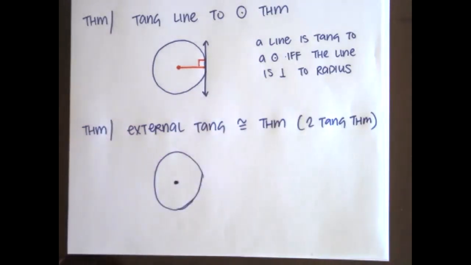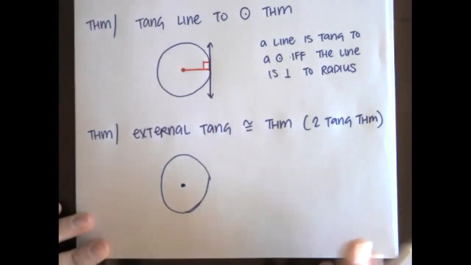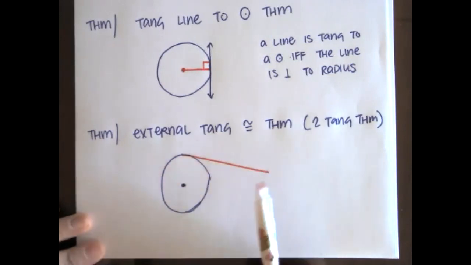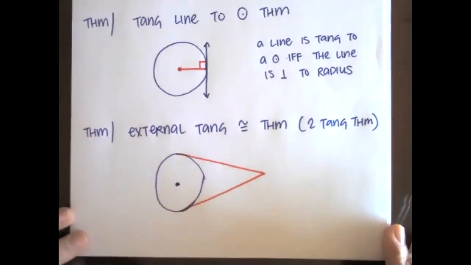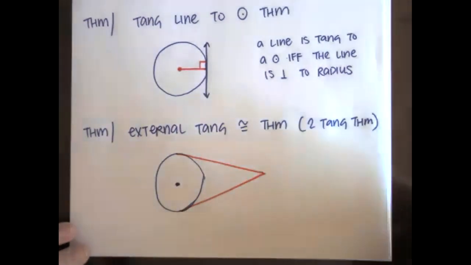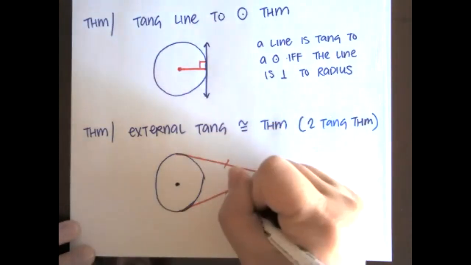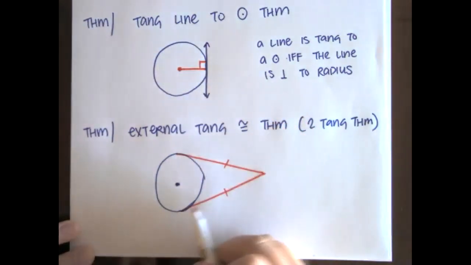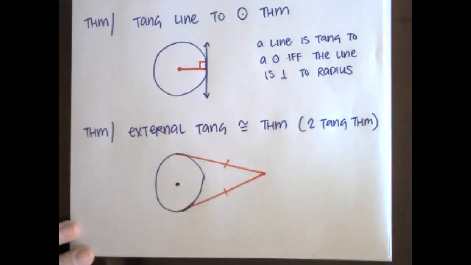Okay, so we have a circle. And then we have two tangents. This says that the two tangents that come off are congruent. When you have two tangents coming off a circle and they meet at a point outside the circle, like this, kind of looks like a bird, profile of a bird. Those two tangents are congruent.